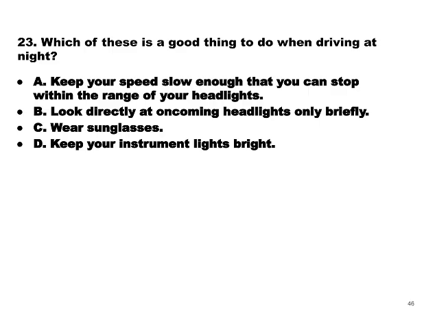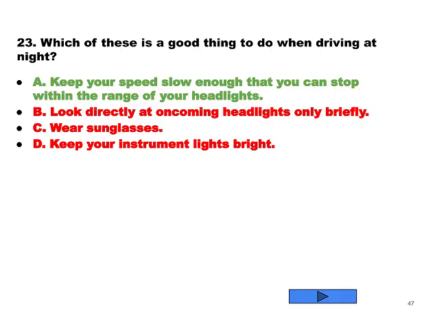Which of these is a good thing to do when driving at night? A, keep your speed slow enough that you can stop within the range of your headlights. B, look directly at oncoming headlights only briefly. C, wear sunglasses. Or D, keep your instrument panel lights bright. The answer is A, keep your speed slow enough that you can stop within the range of your headlights.